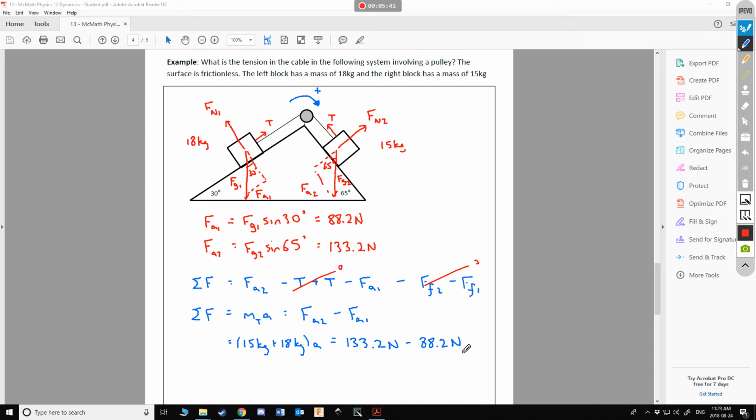Let's get 133.2 minus 88.2, and we're going to divide that by 15 plus 18. So you're going to get an acceleration of A is equal to 1.3636 meters per second squared. Just round that to 1.4 meters per second squared.